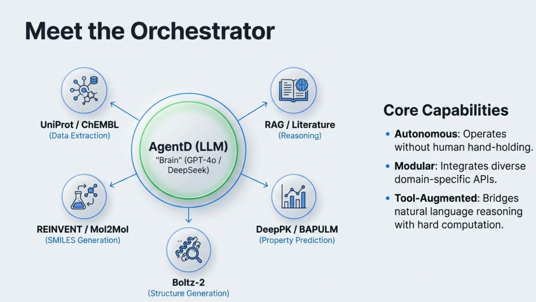The molecule refinement module then improves candidate structures based on the predicted properties. The agent identifies molecular weaknesses such as high toxicity or low permeability and proposes targeted structural modifications. Unlike the other modules, this refinement step relies entirely on the LLM's internal reasoning and embedded chemical knowledge rather than external tools. Finally, the structure generation module produces 3-dimensional protein ligand complexes.